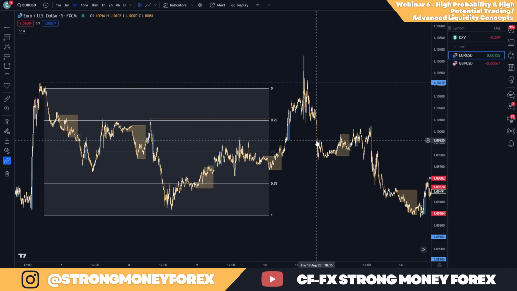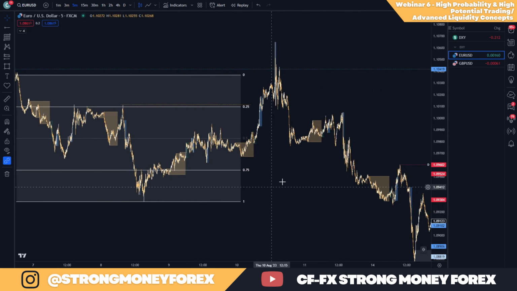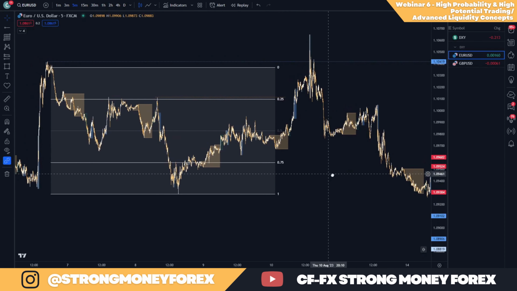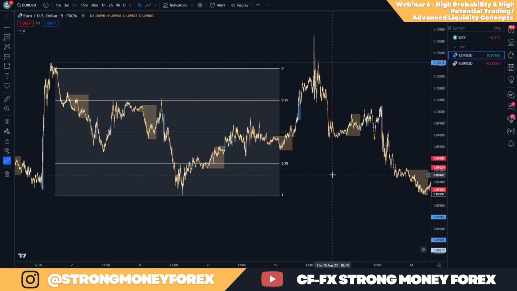We want to make sure that the trade is high probability first and foremost, which means selling from premium areas and buying from discount areas. Again, it's really basic stuff, but it's good to reiterate.